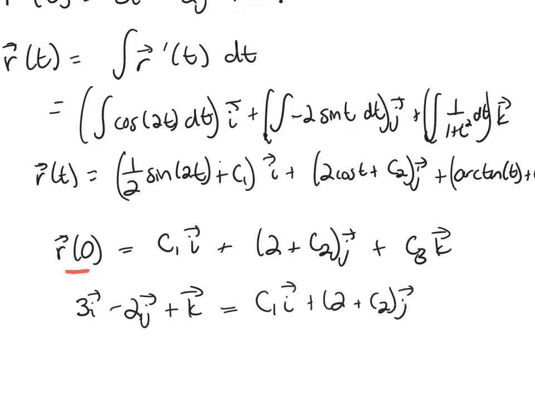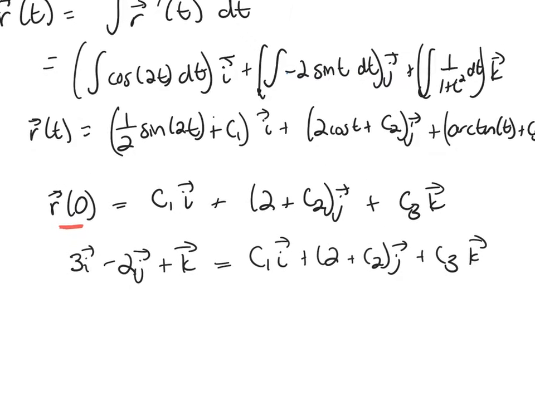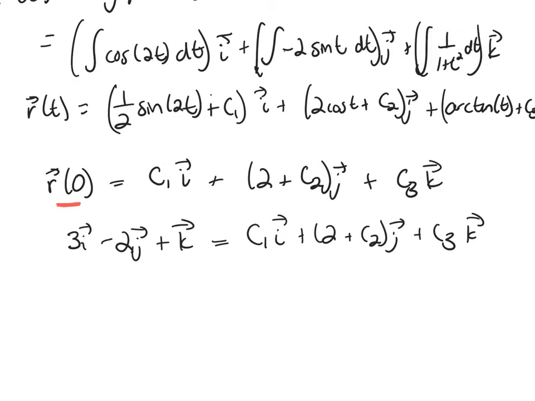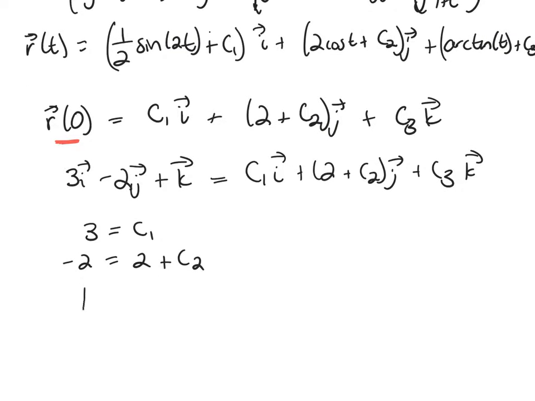So look at the equation that we have now. It says that these two vectors are equal, or they're only equal if their components match up. So 3 has to be c1, negative 2 has to equal 2 plus c2, and 1 has to equal c3. So I've already solved for c1 and c3. I just need to solve for c2, so let's take that one over. c2 would be negative 4.